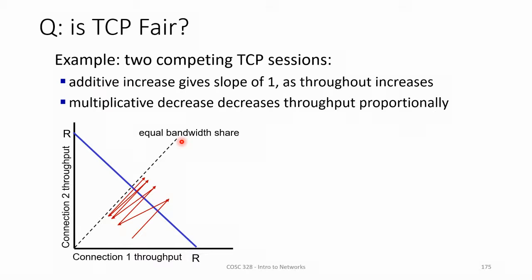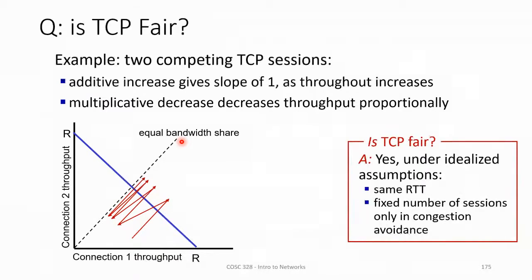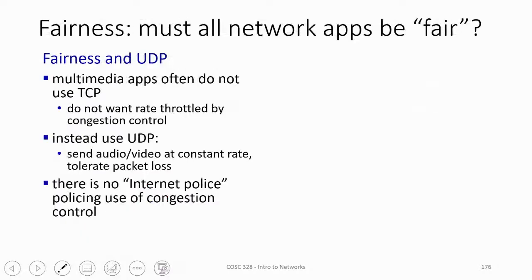So that is the convergence point, that is happening when multiple connections are using the same link. So TCP is considered a fair congestion control algorithm and a fair protocol, because based on additive increase, multiplicative decrease, they converge to this equal bandwidth share. But there are also some other points that we have to discuss.